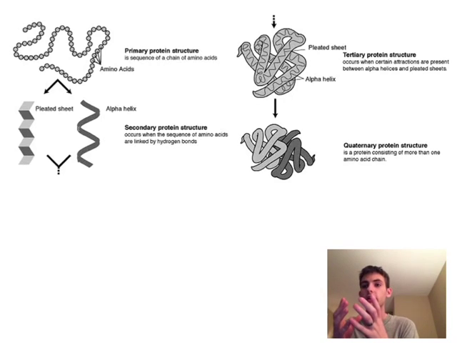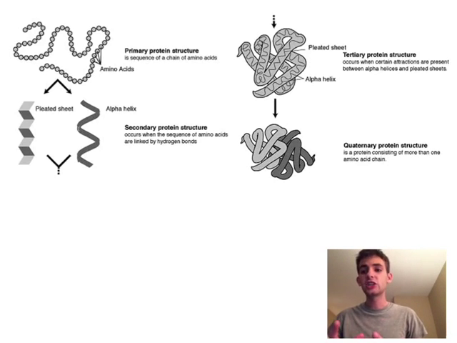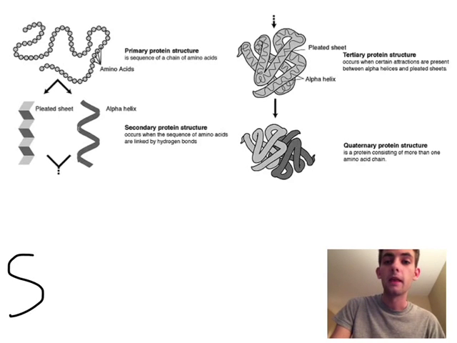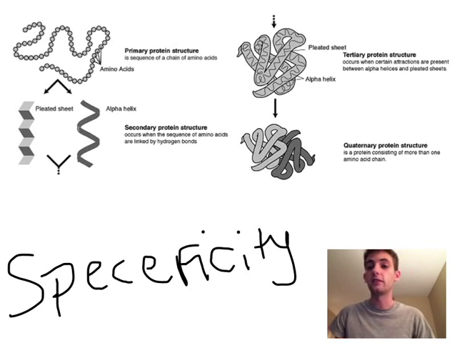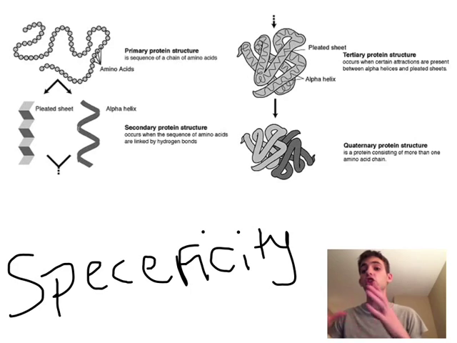And these tertiary structures are the result of a bunch of interactions. Things like hydrophobic interactions, van der Waals interactions, R groups interacting. In addition, the tertiary structure is responsible for the specificity of the protein. So specificity refers to the protein's very specific shape and the job or the function it's going to perform.